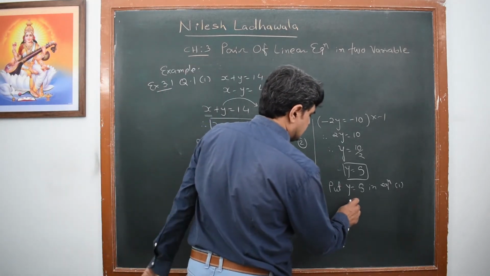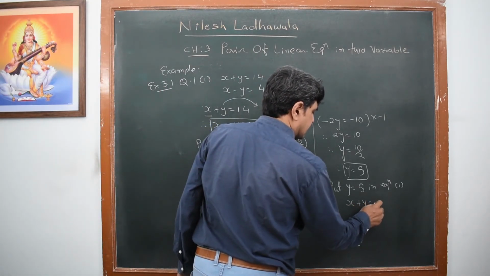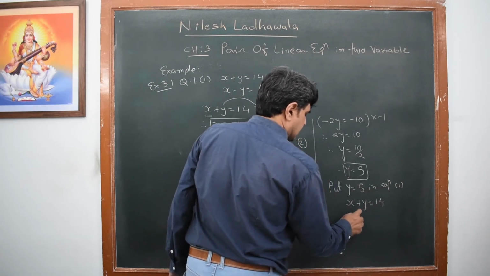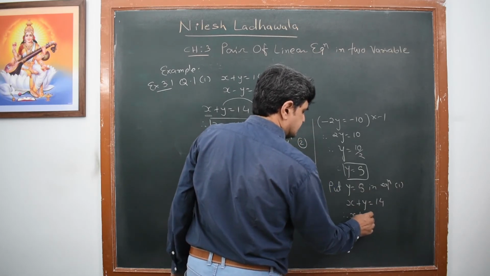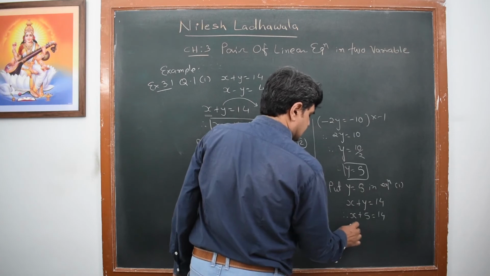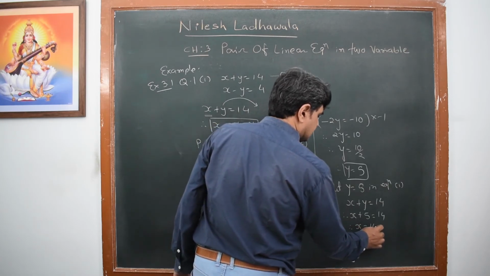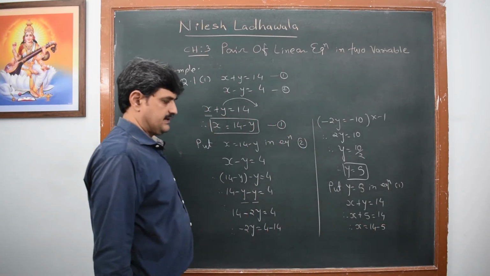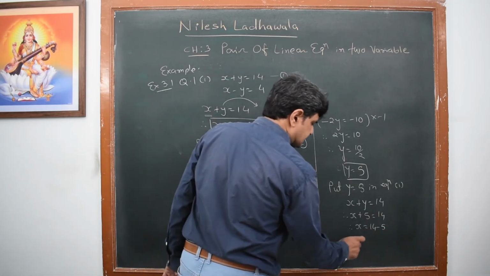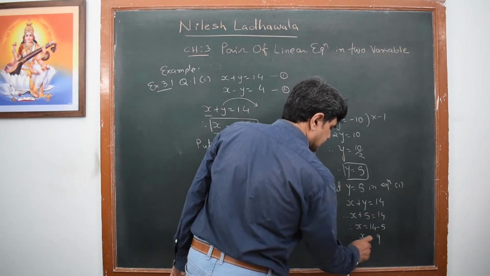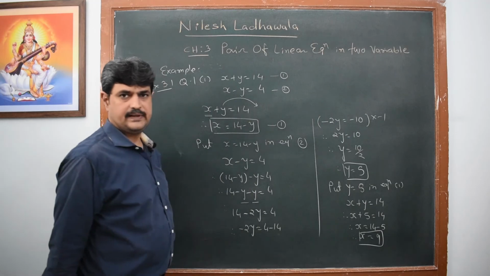The first equation we have is x plus y is equal to 14. Now I will put y is equal to 5. So I have x is equal to 14 minus 5. Now 14 minus 5, that will be 9. So I got the other variable.